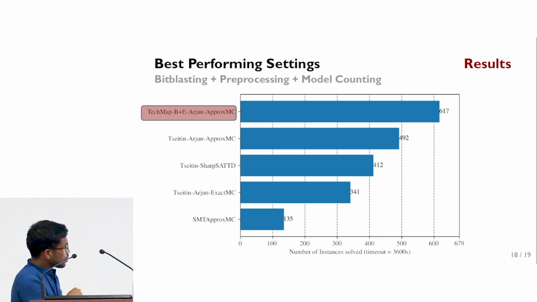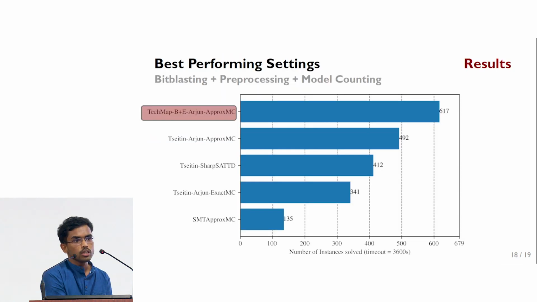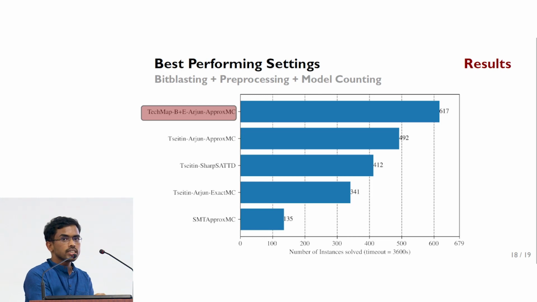The second observation was that these two preprocessors used together were generally not recommended in any of the settings. When Arjun was published, they said that Arjun should be used in place of B plus C.